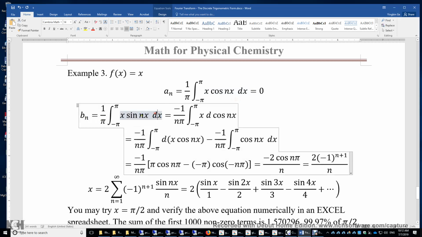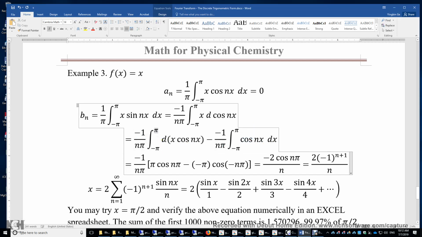How about b sub n? We're going to integrate this, and we're going to have to use some tricks. The integral of sine nx is cosine nx divided by negative n, so we have negative 1 over n here, and then we have this d cosine nx here. Now we're going to use the product rule in differential calculus, which is f dg equals d(fg) minus g df. So this is your f, this is g, this is fg, this is f, this is g. So again, I'm just using f dg equals d(fg) minus g df.